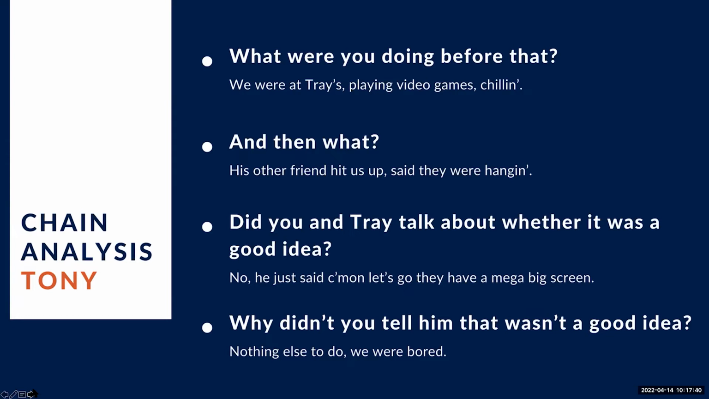Did you and Trey talk about whether it was a good idea? No, he just said, come on, let's go over. They have a mega big screen. That'll be fun. Well, why didn't you tell him that wasn't a good idea? Well, there was nothing else to do. We were kind of bored. And also probably he didn't think it through, because that's not the planful thing that adolescents with immature executive functions typically do. You know that.